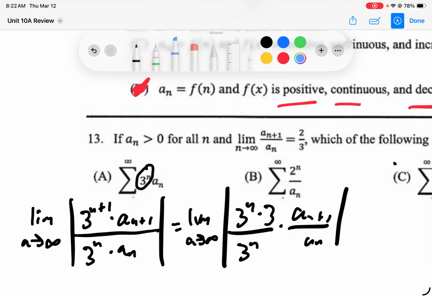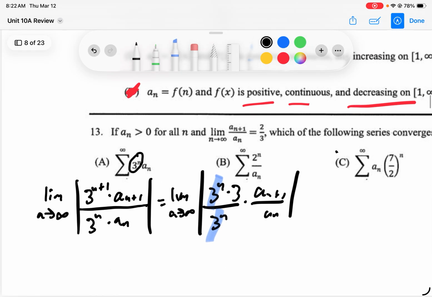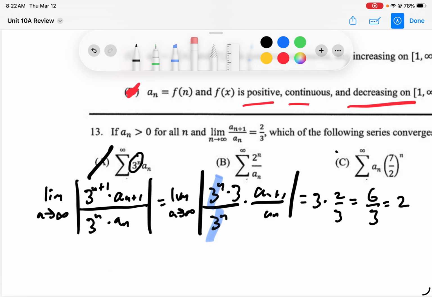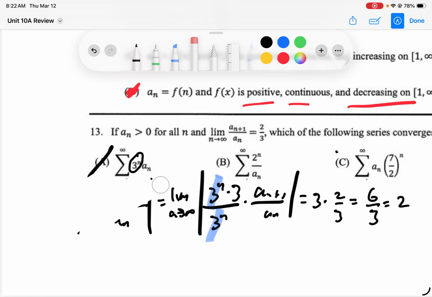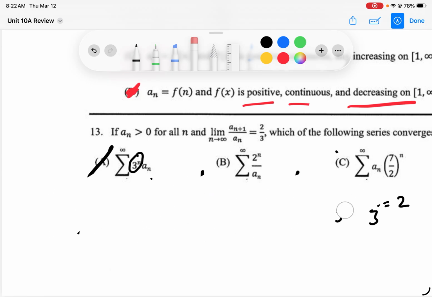So this would cancel, and this limit is equal to 3 times 2/3, which is 6/3. By the ratio test, that's a number bigger than 1, so it diverges. Okay, we'll do the same thing with B.